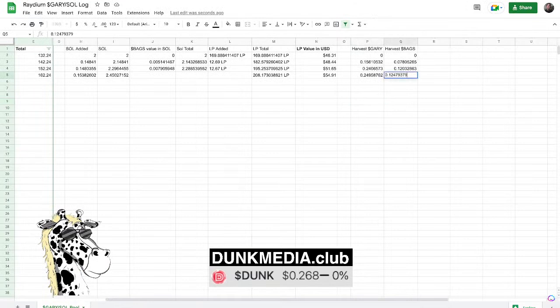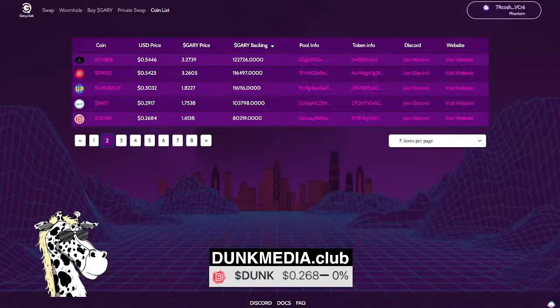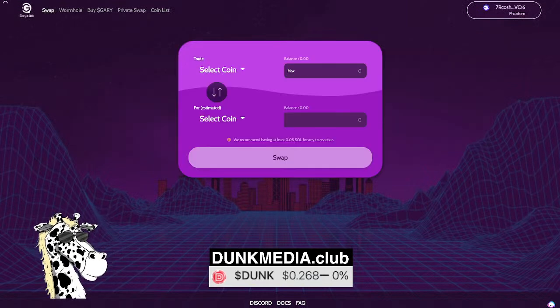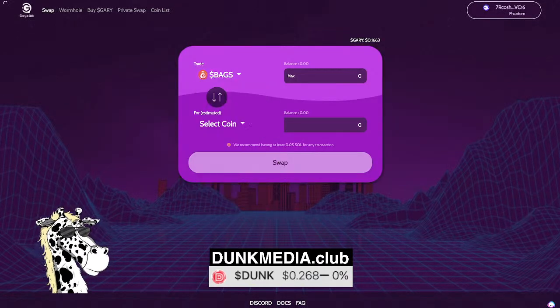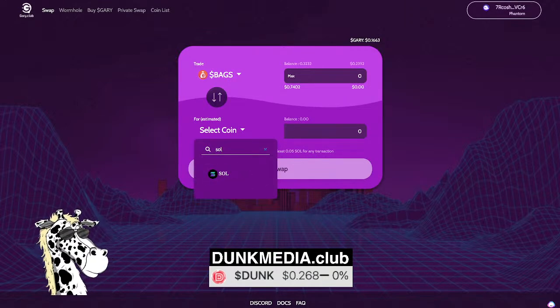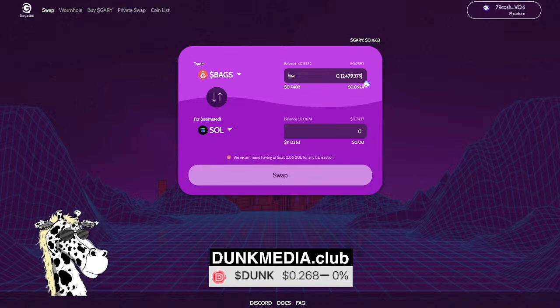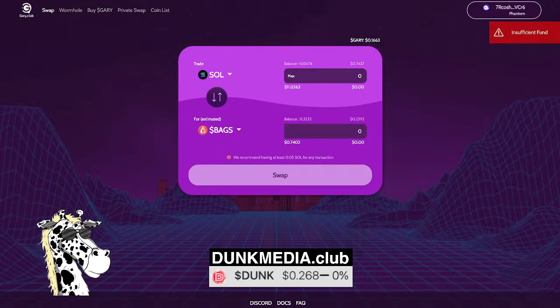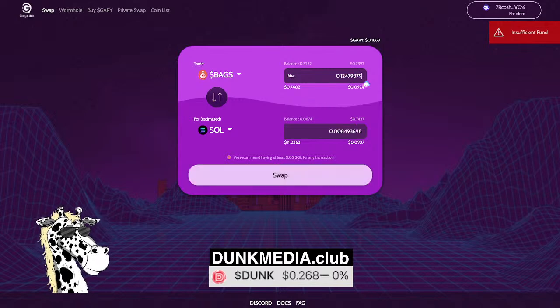Again, bags aren't going to be there forever, but I could just take bags, go to the swap, go to bags, which is this coin, and then I could see how much Solana I would get for that amount of bags. This is just for my personal use. I know it's insufficient funds because it's not enough, but that's how much Solana I would get for that amount of free bags that I just got for free. So I could just punch that in here.